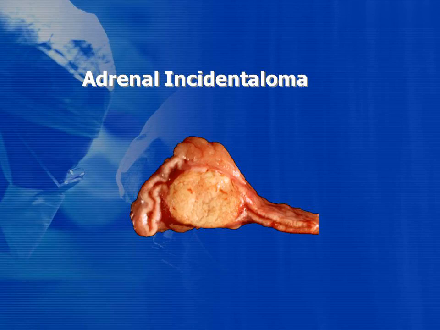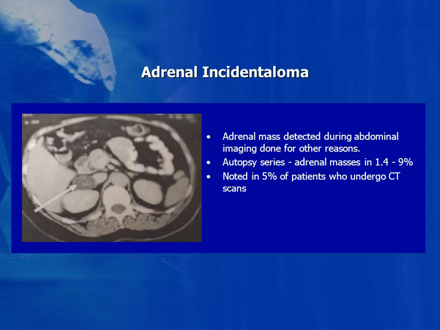Adrenal incidentaloma. An adrenal mass detected during abdominal imaging done for other reasons. In autopsy series, adrenal masses are found in 1.4 to 9%. Noted in 5% of patients who undergo CT scans.